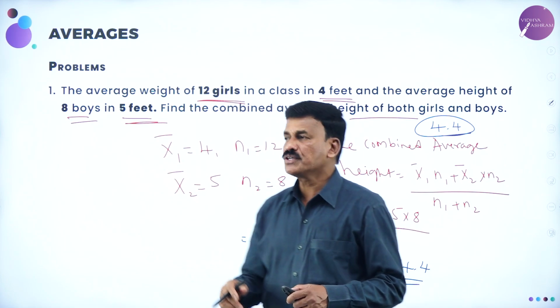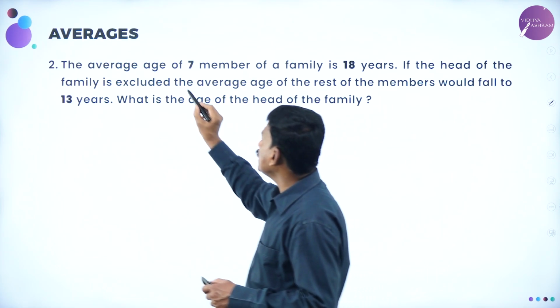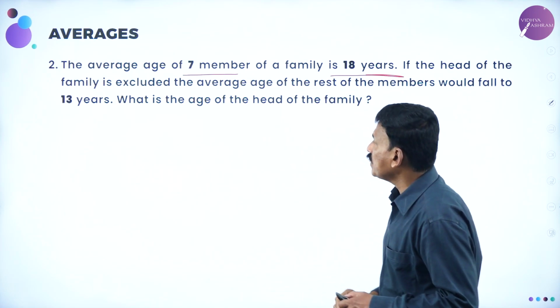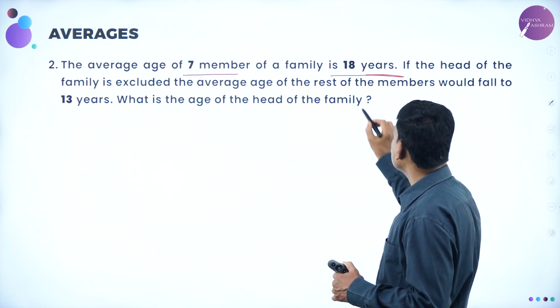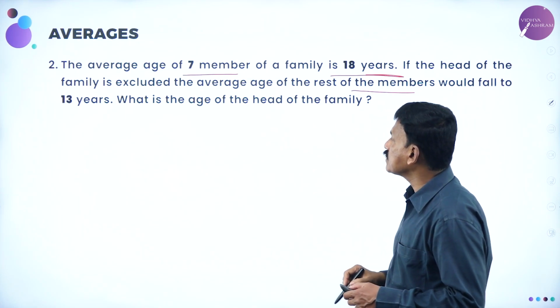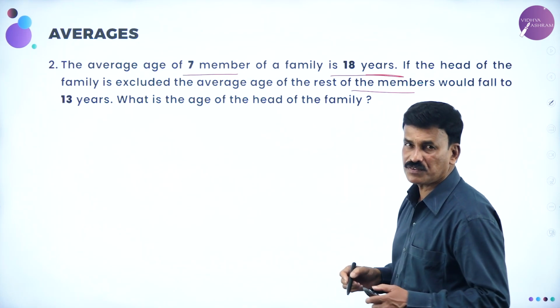Now, let's move on to the next problem. The average age of 7 members of a family is 18 years. If the head of the family is excluded, the average age of the rest of the members would fall to 13 years. What is the average age of the head of the family?